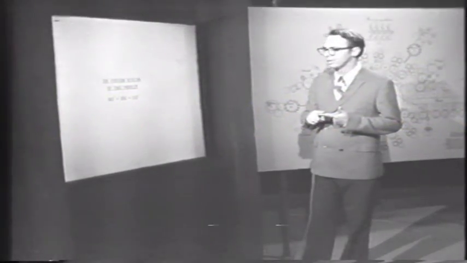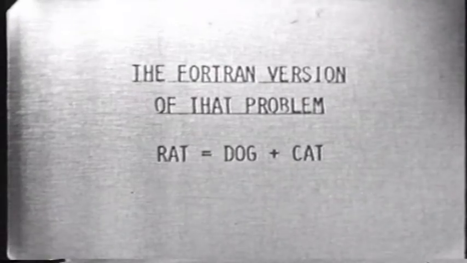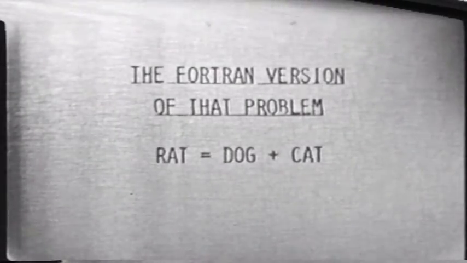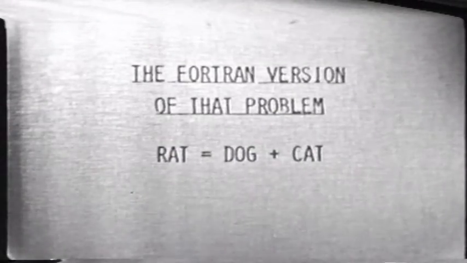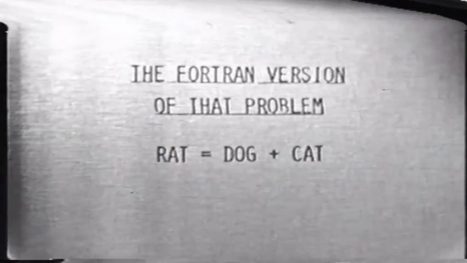So let's look at what might be called a Fortran version of this same program, the program that we were looking at a minute ago, in both machine language and in symbolic code. It would simply read rat is equal to dog plus cat, and would mean as before, take the contents of a location known as dog, add to it the contents of a location whose name is cat, and store the results in a location whose name is rat.